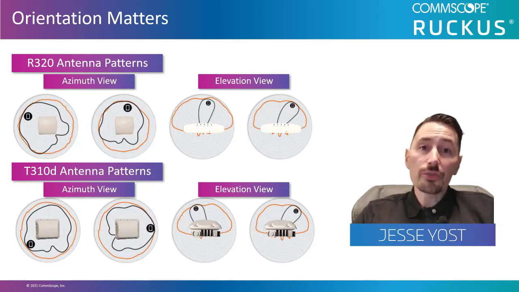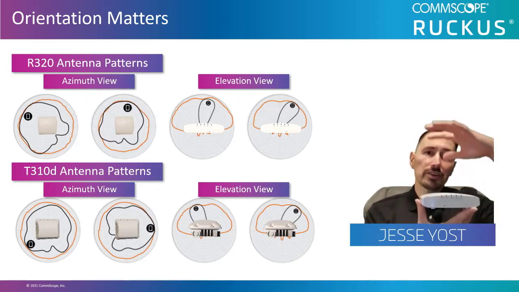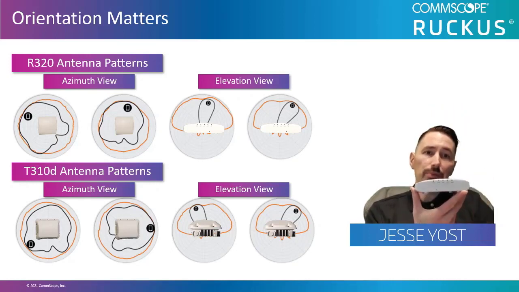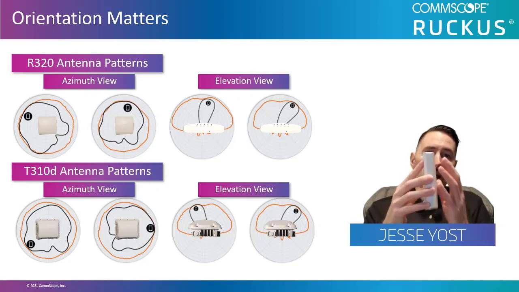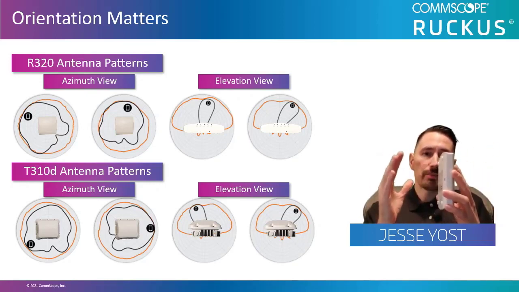In the case of the R320, it can be wall-mounted, ceiling-mounted, or placed on a tabletop surface. But you have to understand where the coverage is going to go. I have an R320 right here. If I were going to set this on a table, I would have coverage up here, but not so much below where the AP is sitting. If I were to mount this on a wall, I would have coverage on this side of the AP, but not so much on this side of the AP.